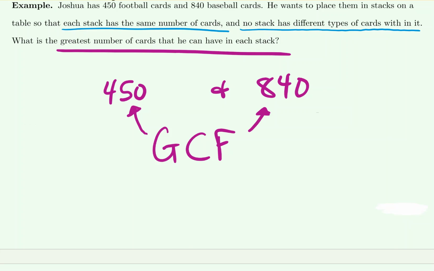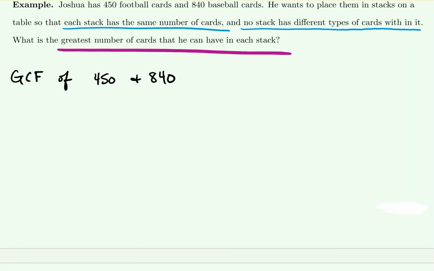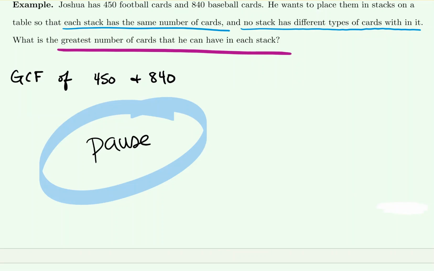There's no factor that divides into both categories evenly that is greater than that. So at this point, once we've determined that this word problem is asking us to find the greatest common factor, we would just set about finding the GCF of 450 and 840, and once we've done this, we are done with the problem. Now, we have discussed the greatest common factor a few times so far. Just for additional practice, I recommend you pause the video to find the GCF, finish the problem on your own, and unpause to see the solution.